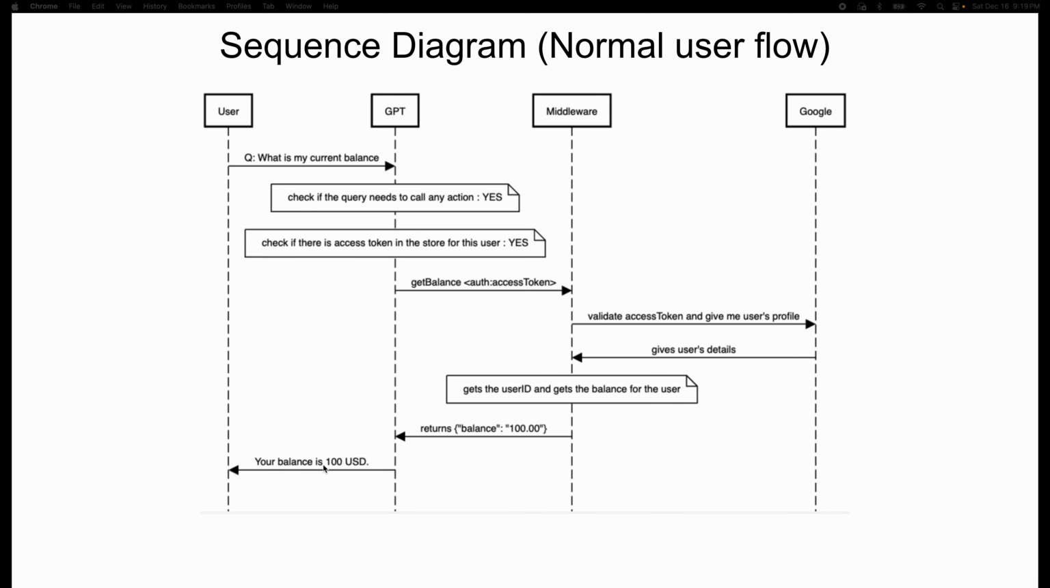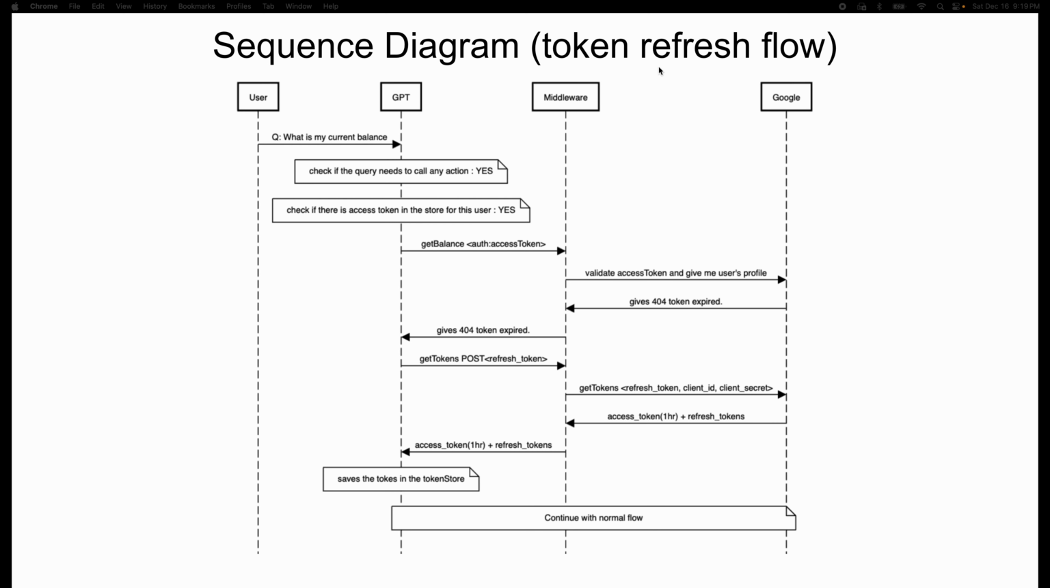This is good, but there's one other flow where we have to do the token refresh if you are making a call after 1 more hour. So what happens here is, again, the user makes the API request after 1 hour. The GPT does the thing and makes the call to our middleware with that access token, but this time Google says that hey, the access token has expired and is no longer valid. So we give this error code back to GPT, and GPT will say fine, I will make a call to refresh the access token.